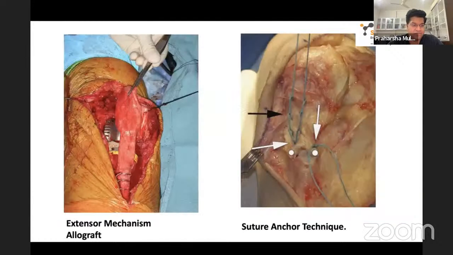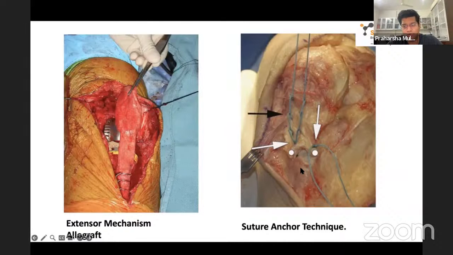So this is how they've done it. You can see how they've used even cerclage wires around it, because these are the wires which are going through the tibial tuberosity and around the patellar or tibial tuberosity and patellar tendon to really hold it down in place, because a lot of force goes through this particular point.